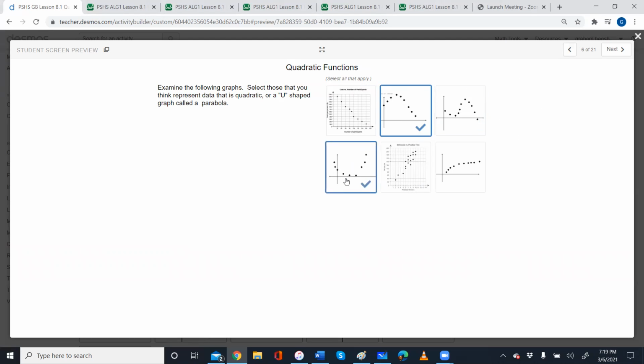There's a U shape. That one looks pretty good. That one looks like it just goes straight up, so I'm going to say no to that one. And it kind of goes up, but it doesn't look like it comes back down again, so I'm going to ignore that one there. I'm going to select those two there. I think they're the ones that are most like the U shape, or it can be an upside down U shape as well.